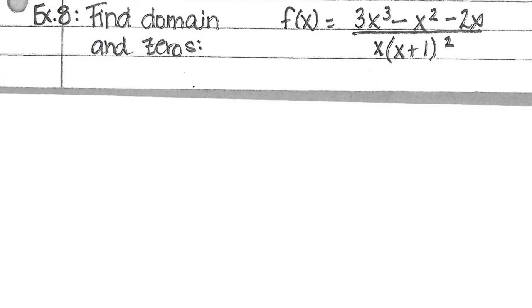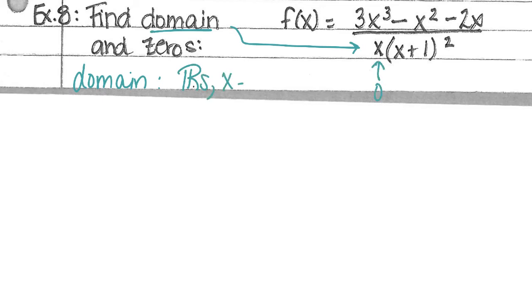All right, I'm going to go over one more to find the domain and the zeros. We're going to start with the domain. So remember the domain is in the denominator. The domain is the x. What can the x equal? The x can be all real numbers except x cannot equal 0, nor can x equal negative 1, because the denominator shows me right there what x cannot equal.